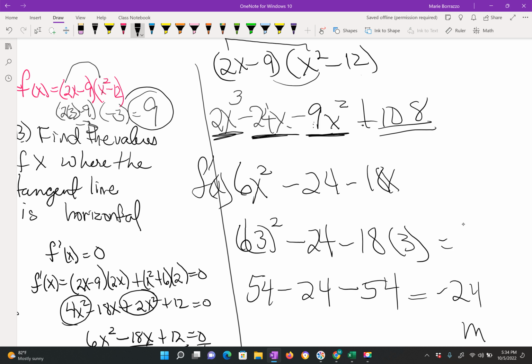And this is just the f of x. We're not done with f of x, so we now have to differentiate. This is where we get our 6x squared minus 24, then negative 18x, and the constant cancels. So if we plug in 3, 3 squared is 9, 9 times 6 is 54. Drop the 24, and then 18 times 3. Yep, you get negative 24.